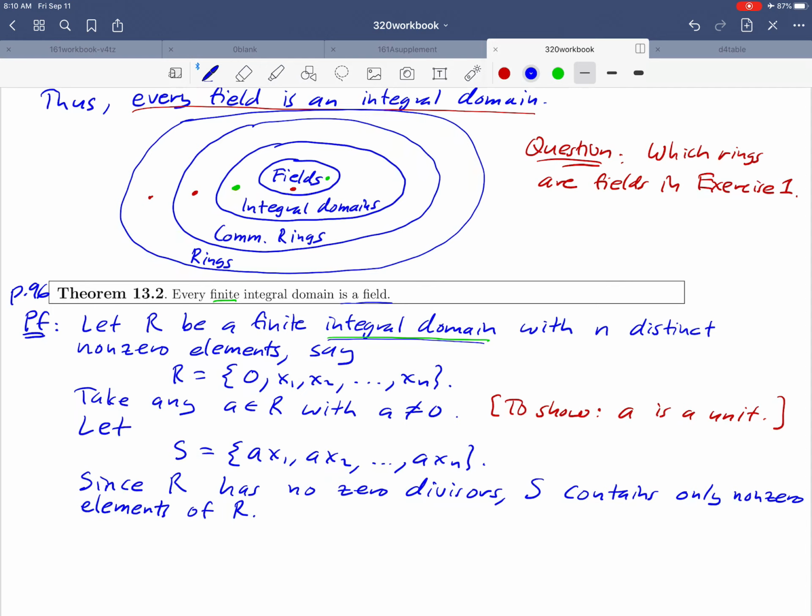Now here comes the big observation that brings us home. Could any of the elements in that set S be the same? In other words, could there be repeats in that set? Is it possible that a times xi is equal to a times xj for different i and j? It turns out that the answer to that question is no, and I want to see if I can convince you of that. What we're claiming here is that the set S contains n distinct elements. All of them have to be different.